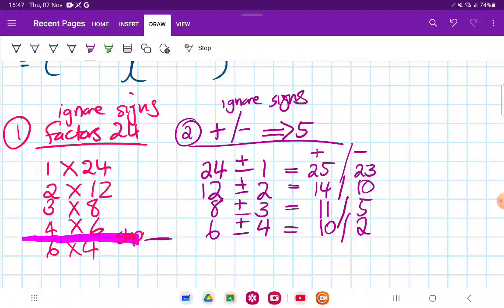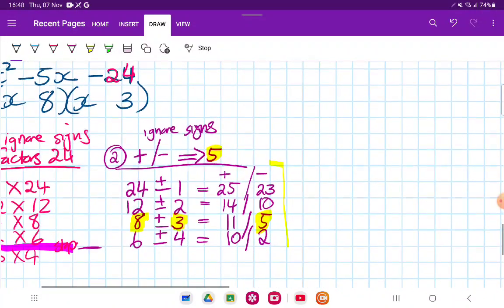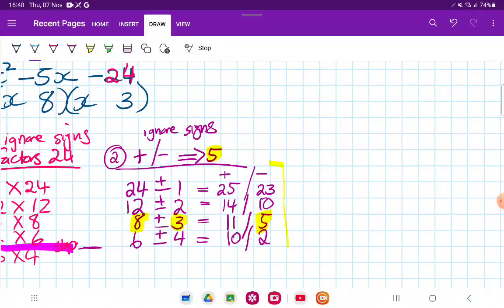Now, look for the answer we are looking for. We want 5. If you look at your answers over here, there's your 5. Since that's your 5, it means we're going to use 8 and 3. What does this mean? It means, if we go back to our brackets, this is going to be x and x. We now know we can put an 8 and a 3 in there. What we don't know is what signs do we use. So now step number 3 in this whole episode is to get the correct signs.